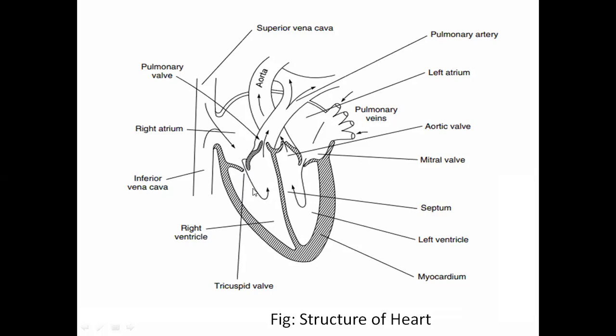If still further pressure is developed, then what happens? The blood from the right ventricle will be sent to the pulmonary artery by the pulmonary valve. When sufficient pressure develops in the right ventricle, the pulmonary valve opens and the blood is sent to the pulmonary artery. And this blood is deoxygenated blood.